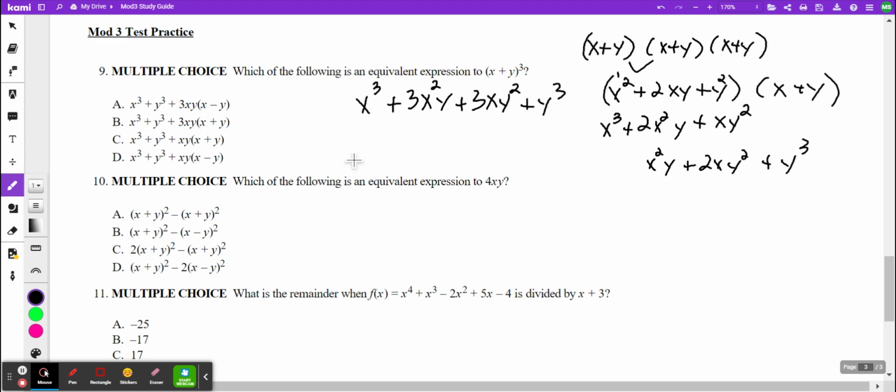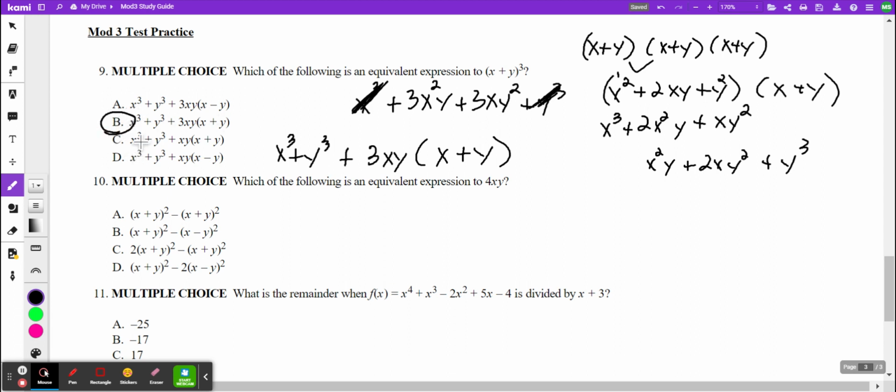And now it's just a matter of putting them in order. Hey, look, I'm going to have this x cubed, y cubed. So I have x cubed plus y cubed. So I cross this off. I'm like, hey, I'm done with you. And now it looks like I could factor this out. I could factor a 3xy out, and I'm left with an x and a y, x plus y. And the only one that has x plus y right here is B.